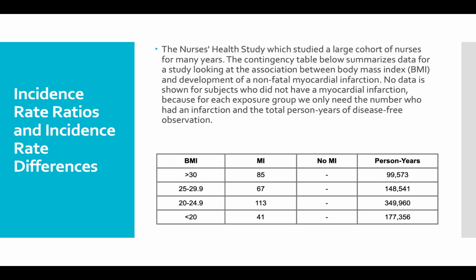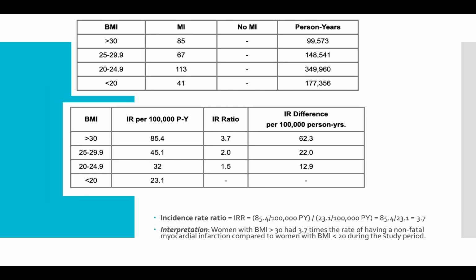Okay, let's continue to the incidence rate ratio. This is an example of the incidence rate ratio. This is the association between body mass index and the development of non-fatal myocardial infarction. In this case, if we would like to see the incidence rate ratios, we have to calculate the incidence rate first.